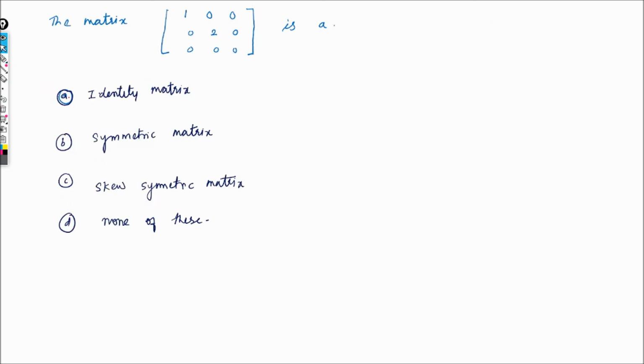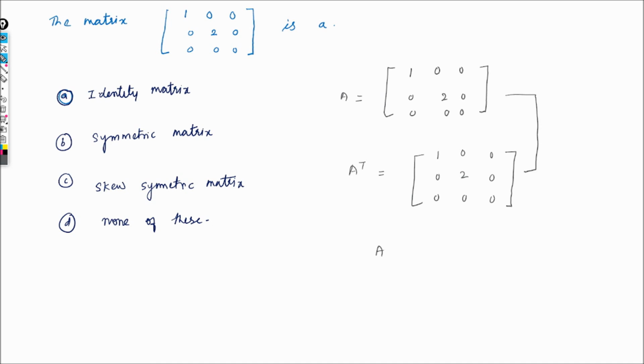Now see here the given matrix: 1 0 0, 0 2 0, 0 0. So this is A. You take its transpose: 1 0 0, 0 2 0, 0 0. If we compare these two matrices, A is equal to A dash, they are the same. So the given matrix is symmetric.